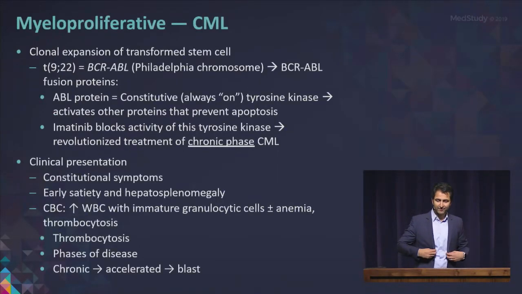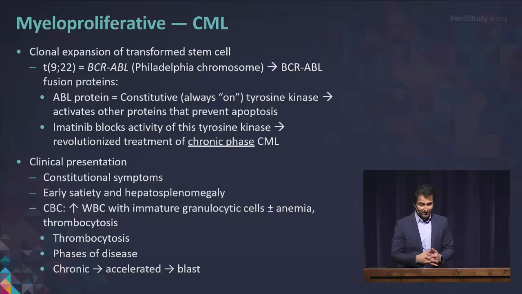So let's talk about CML. This Philadelphia chromosome, again, is another mutation leading to uncontrolled growth. We have tyrosine kinase inhibitors, imatinib, and then some newer ones as well. This has really been a revolution in not just oncology, but in all of medicine, and has enabled people with CML to live 20 or 30 years, and some even to be cured now with these oral drugs. But for your purposes, know how they present.